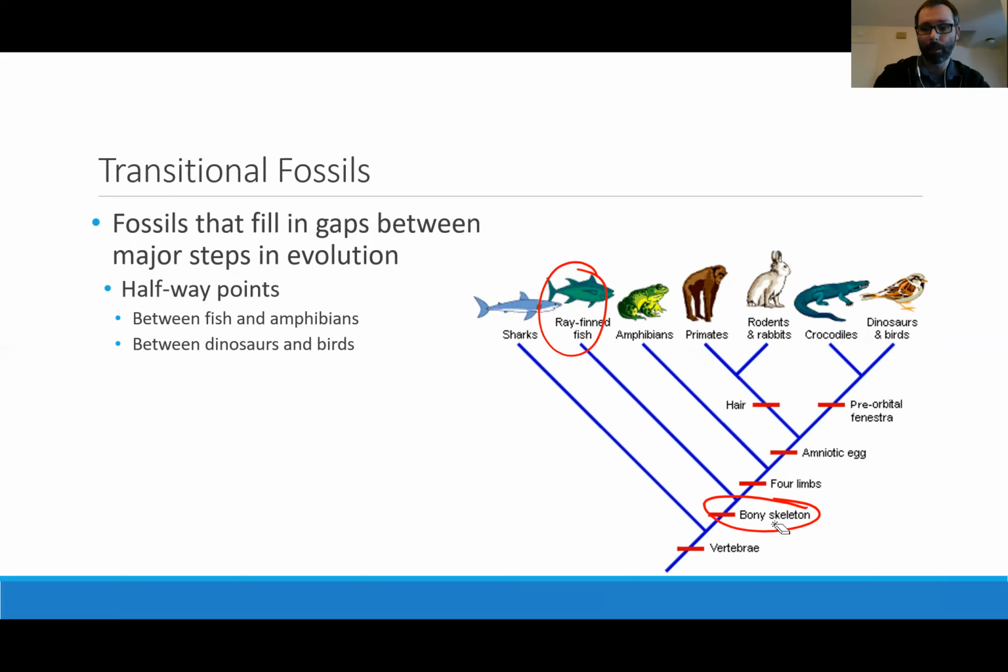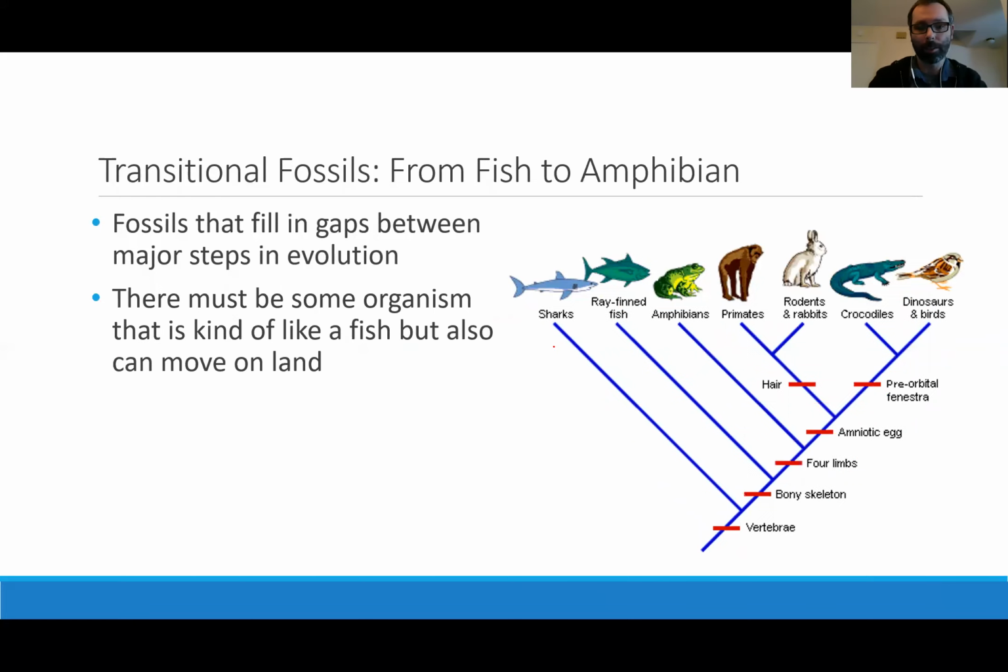But the big thing, of course, is that the next big leap in evolution was to go from having a skeleton to having four actual limbs, right? Everything up here has four limbs of some kind. And so there has to be something that's halfway between those, right? Like there's got to be something that is part fish and also part land animal, right?